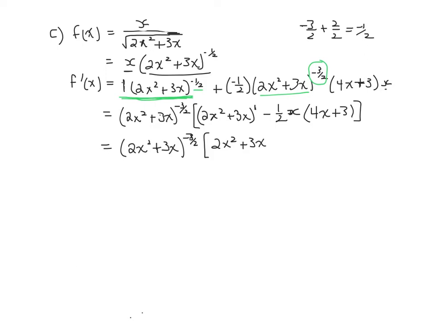2x squared plus 3x minus, and then a half of 4 would be 2 with an x squared, and then minus a half of 3 would be minus 3/2 x. All right, continuing on here. (2x squared plus 3x) to the exponent of negative 3/2. And then we've got 2x squared minus 2x squared, they're going to cancel out. 3x would be the same thing as 6x over 2. 6x over 2 minus 3x over 2 would leave us with 3x over 2.